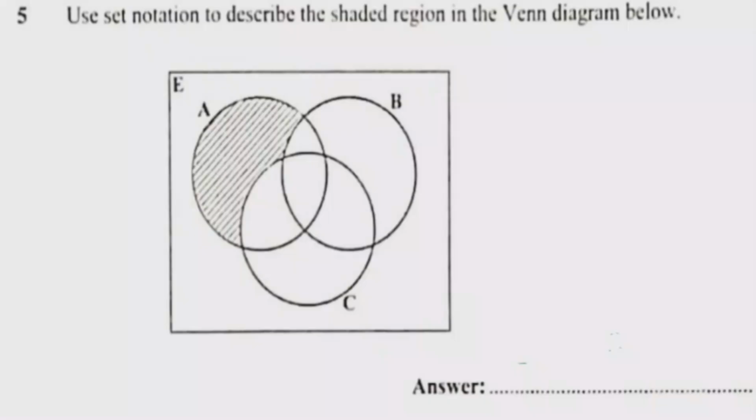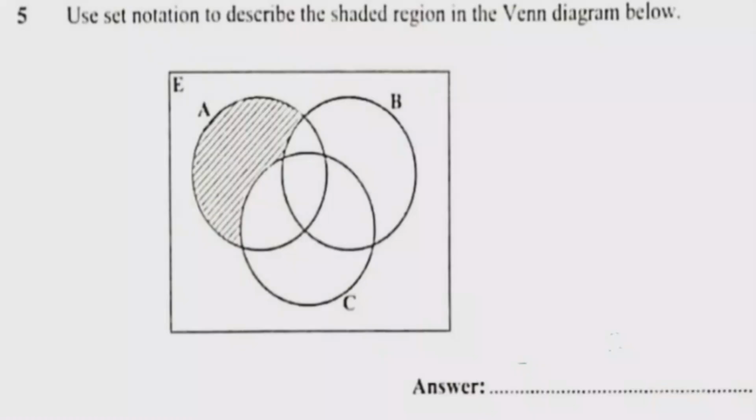So we have set A, which is partly shaded. We have set B, which is completely not shaded, and we have set C, which is also completely not shaded. The question is for us to write a set notation that describes the shaded region. As we look at the shaded part, set A is shaded, and then we have set B and set C, which are not shaded.